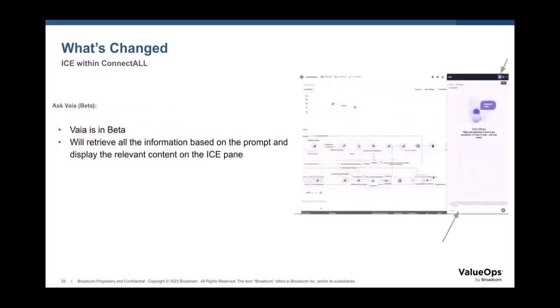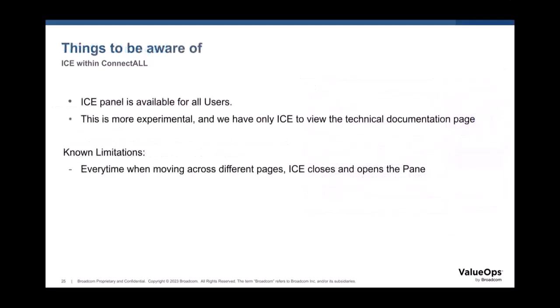So with this Ask Via, you will have an option wherein you can ask contextual help, and it will try to gather information from within the documentation that we have. So it's more of giving a prompt, and it gives you the value. Via ICE or contextual help will be available for all users.